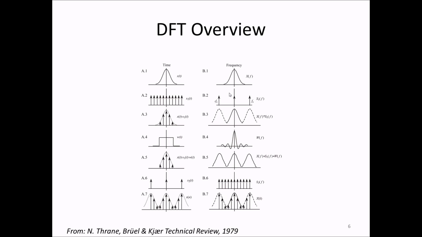We start by sampling the time data, which is equivalent to multiplying the time signal with the pulse train. The frequency result of this is a repetition of the spectrum at each integer of the sampling frequency, as we saw.